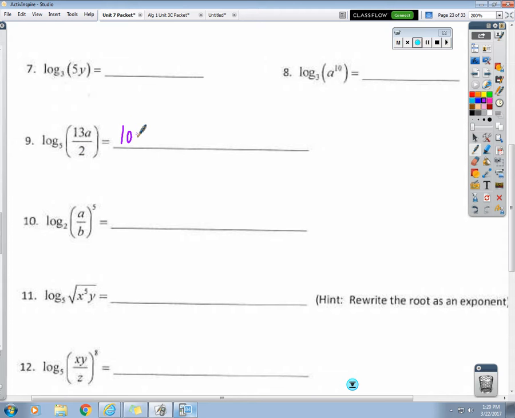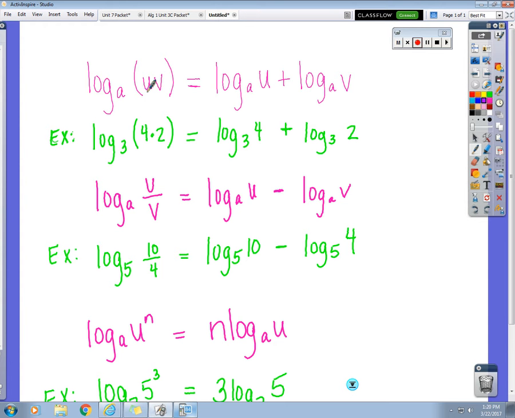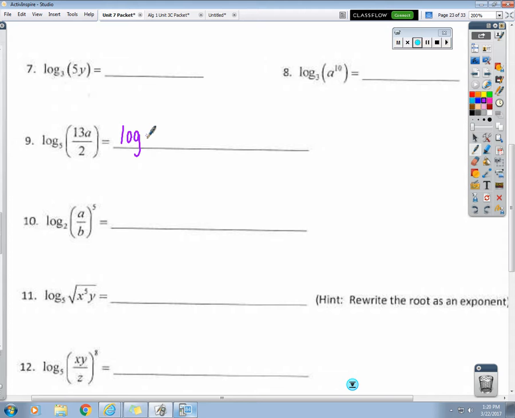So, no. Because remember the properties we learned yesterday say that if they're being multiplied, you add them when you expand them. So you have to write them separately. Okay, so log base 5 of 13. And then you're going to have log base 5 of a and log base 5 of 2.